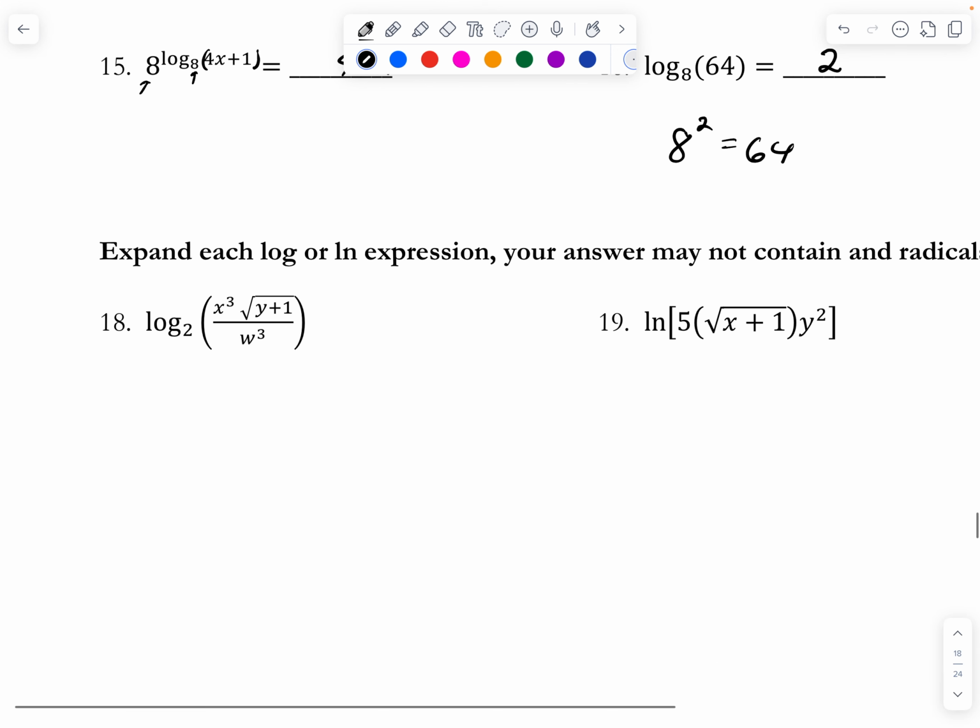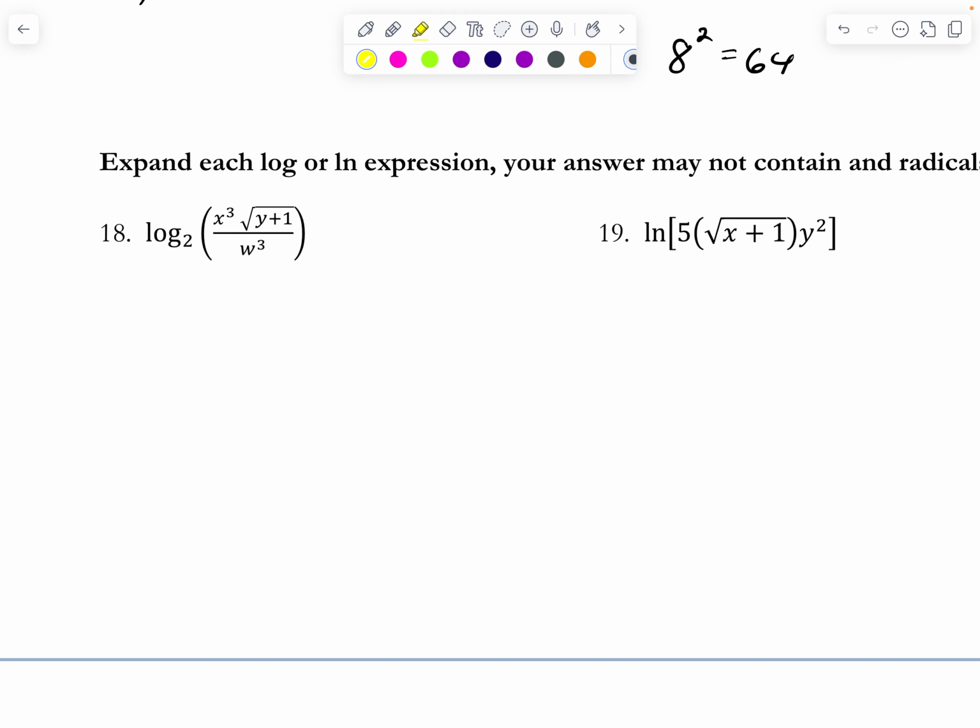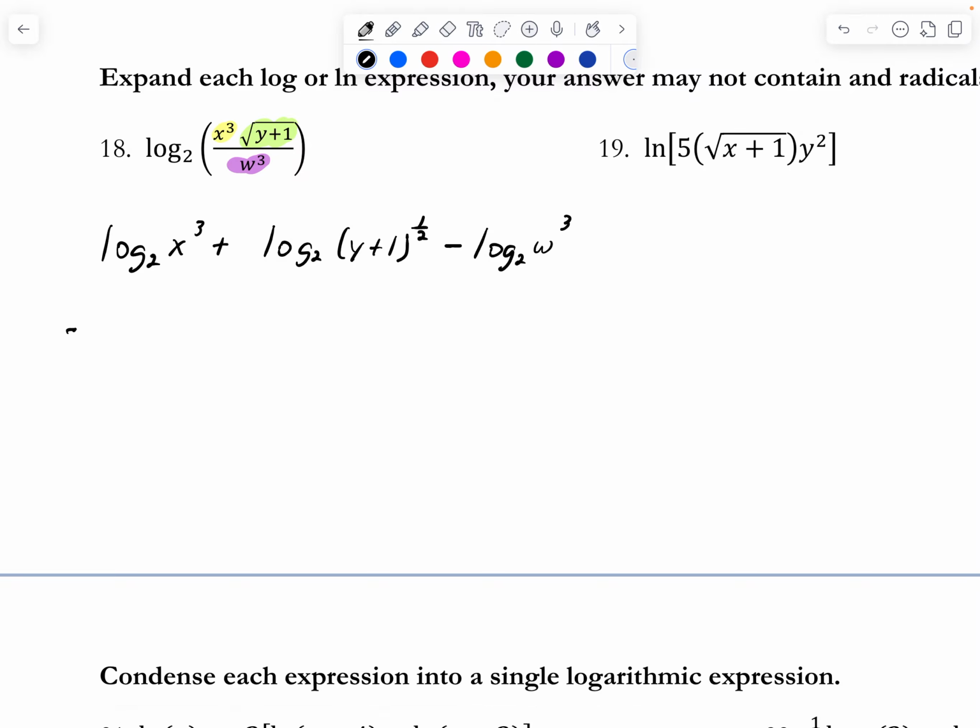All right, let's go ahead and expand these. I've got 3 things here: x cubed, the square root of y plus 1, and w cubed. So I'm going to do 3 logs with that. X cubed plus, and hopefully you're okay with me writing this as y plus 1 to the 1/2 power, which is the same as the square root. And then I'm using subtraction for my last one because that w cubed is in the denominator. Moving my powers to the front would finish this problem.